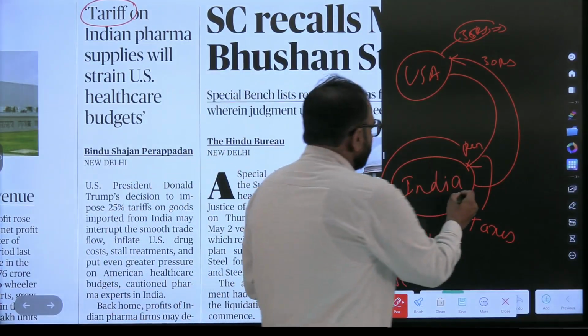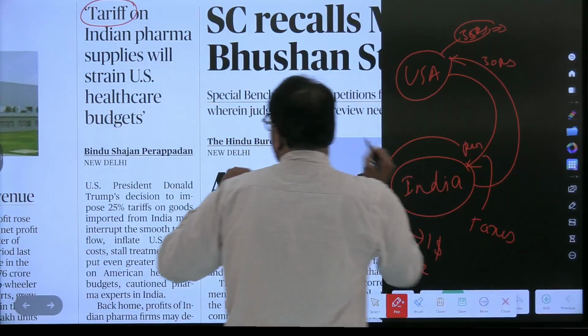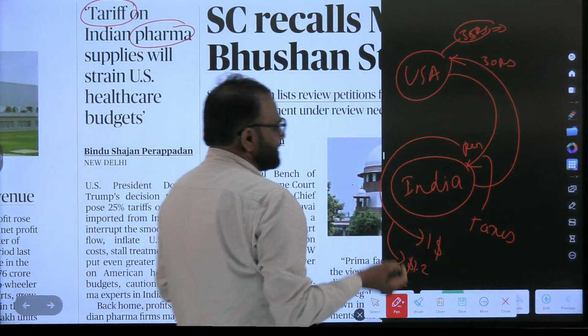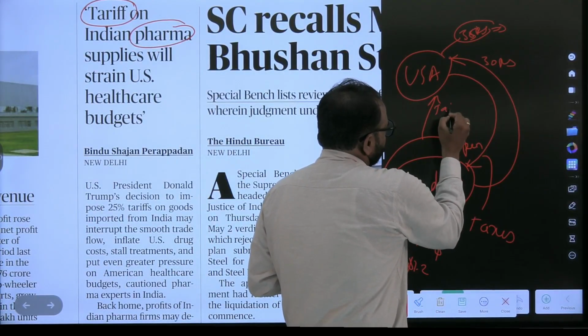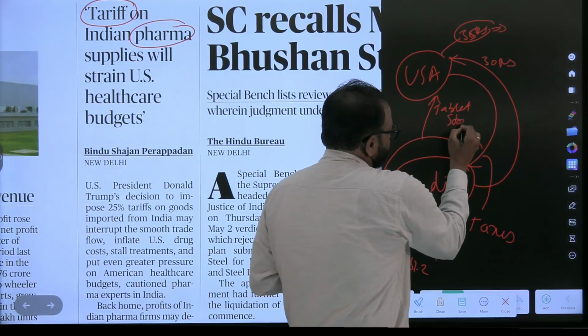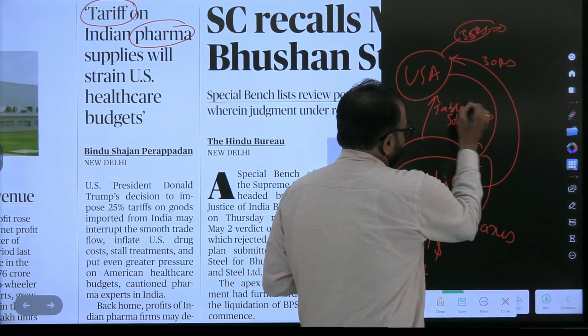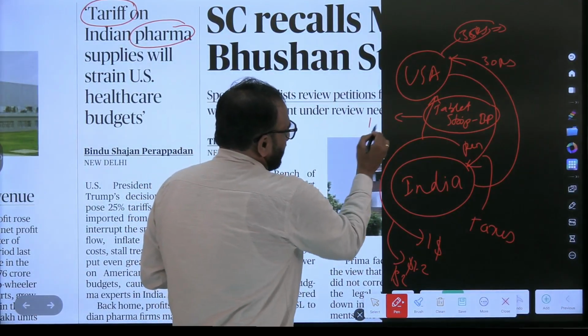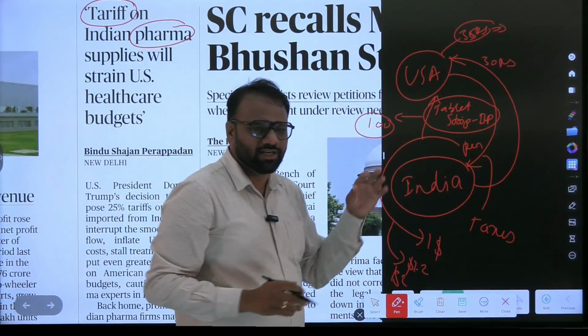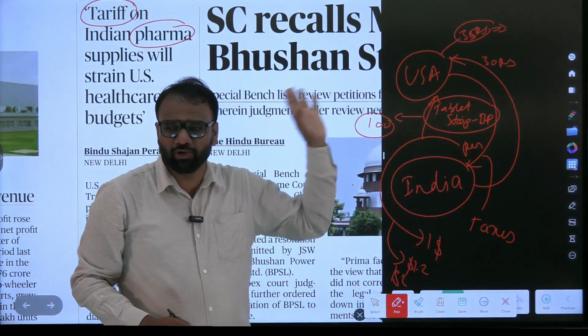Now for India, let's take the example of pharma itself. So what is pharma? Medicines. Some tablet strip pertaining to blood pressure or any other disease. Initially this strip, let's say, costs 100 rupees. Everything will be converted into dollars, but we shall not worry about those aspects.